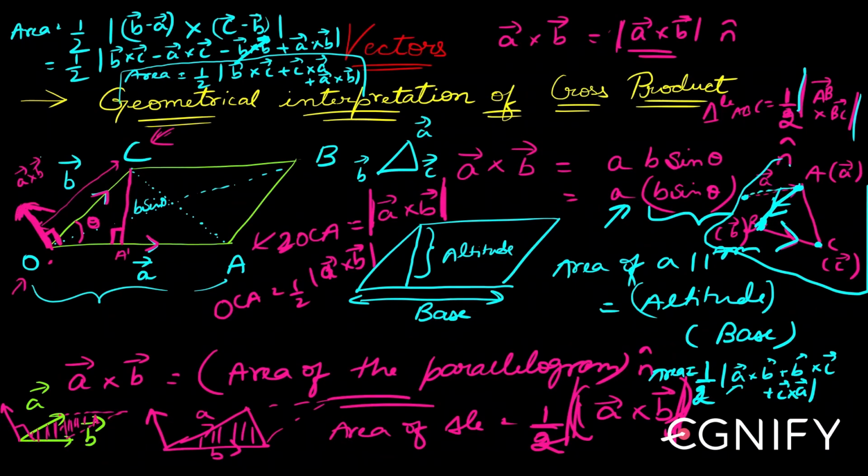A, B, C are the position vectors of these points. So from origin, if you join to A, that will be your A bar. If from origin you join to B, that vector will be your B bar. If from origin you go to C, that vector will be your C bar. These sides are not ABC, right? Remember that. So with this we complete this part of the geometric interpretation of vectors.